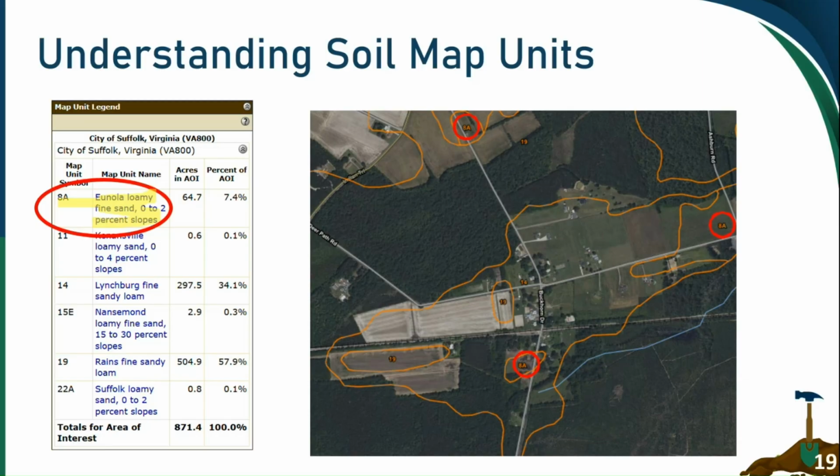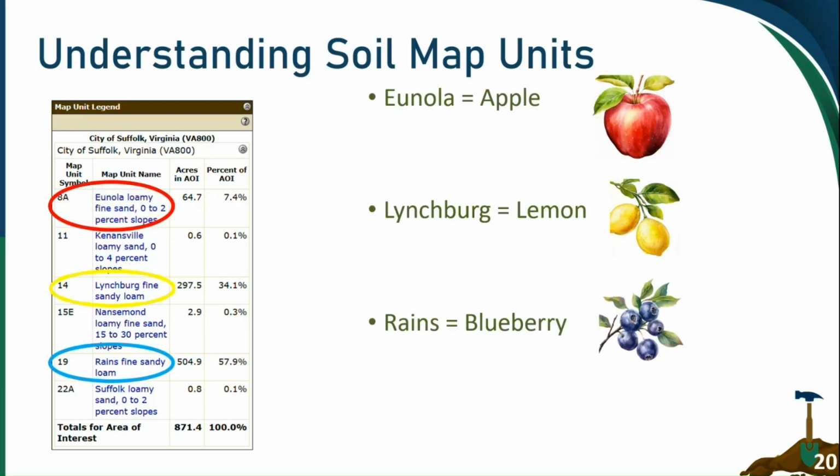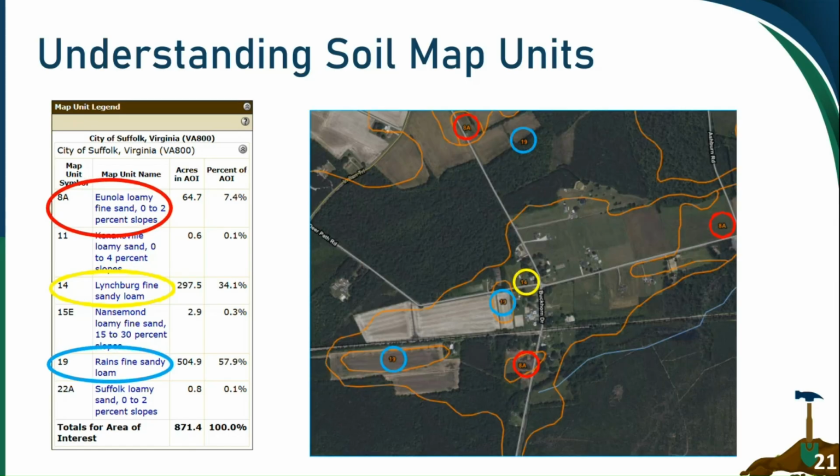So let's go back to our legend from Suffolk, and I'm still using the fruit analogy to help explain soil map units. So we are imagining that instead of soils, we're looking at a map of fruits. Unola soil is an apple, Lynchburg soil is a lemon, and Range is a blueberry. So I've highlighted all the Unola soil map units or apples in red, all of the Lynchburg soil map units or lemons in yellow, and all the Range soil map units or blueberries in our analogy in blue. So every time you see the same symbol, you can always expect to see a specific soil type.